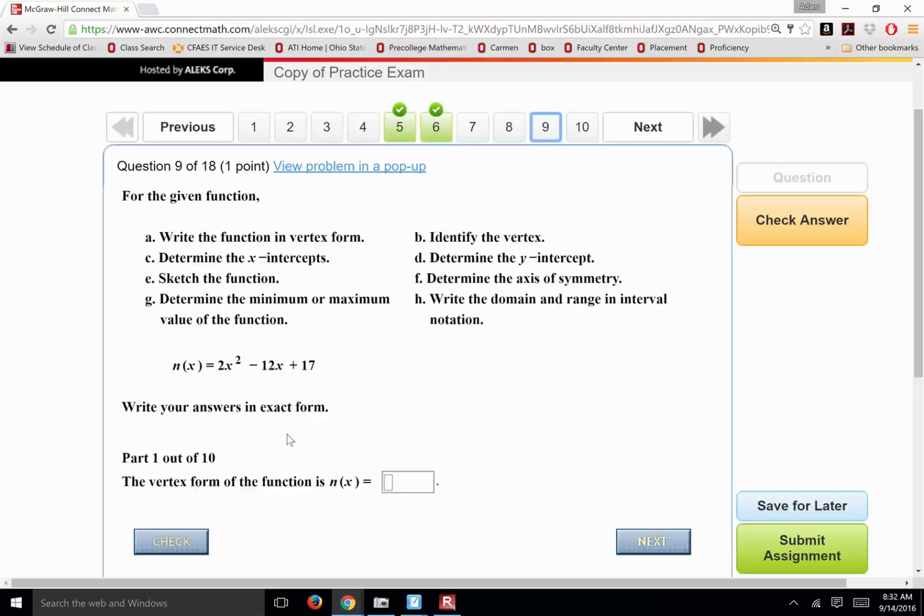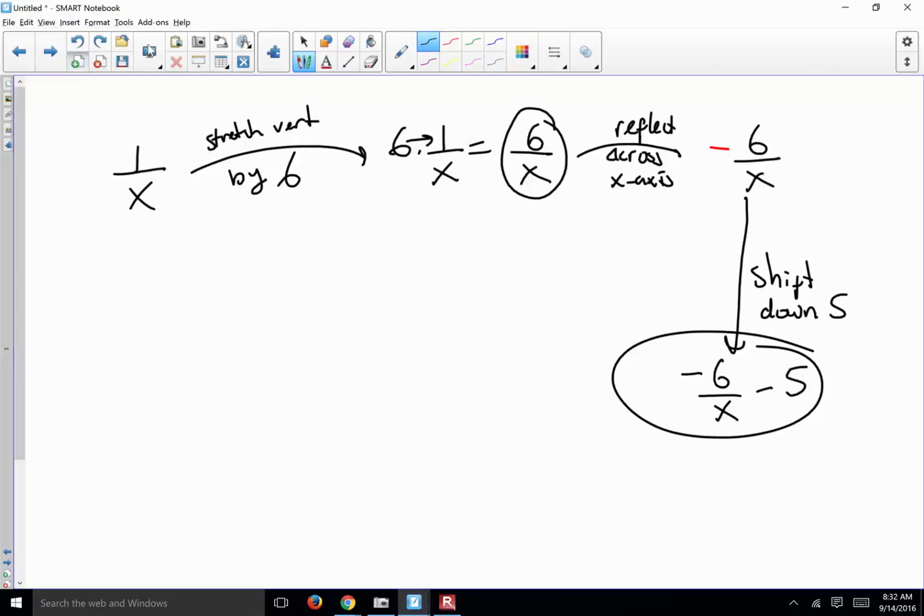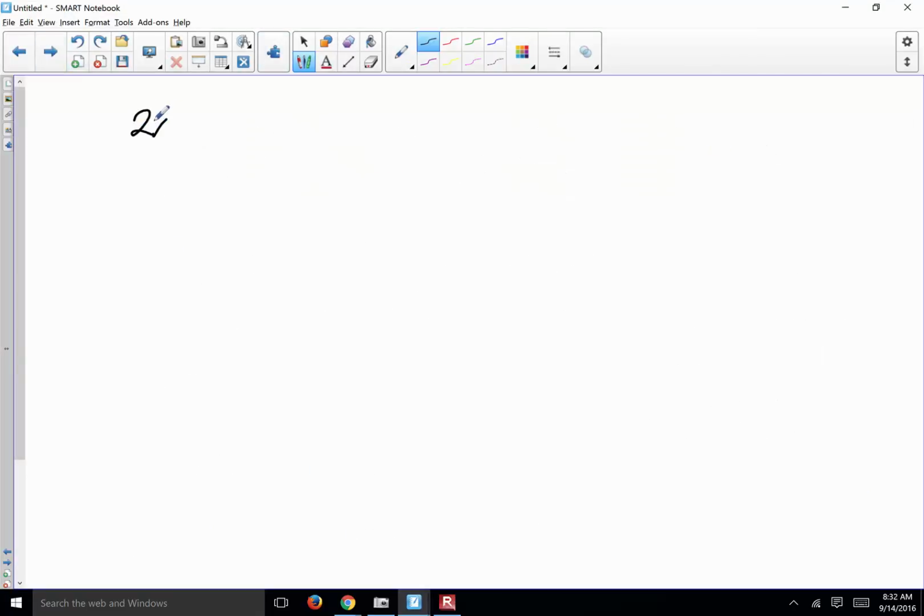This is a comprehensive question, a lot of parts, so not every question is worth the same. For example, this one will be a double, triple question because it has 8 parts. So I want you to be really careful in changing this into vertex form. Remember, we did that. 2x squared minus 12x plus 17. This needs to be changed into vertex form.